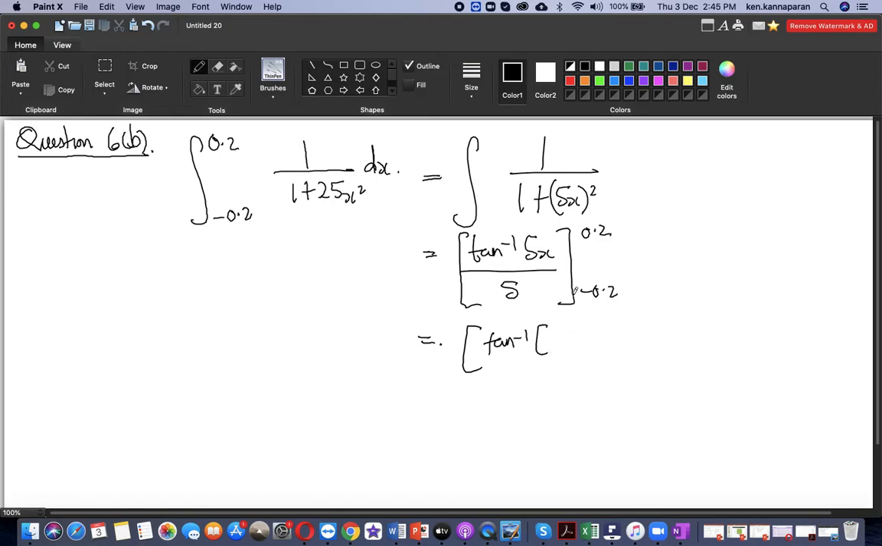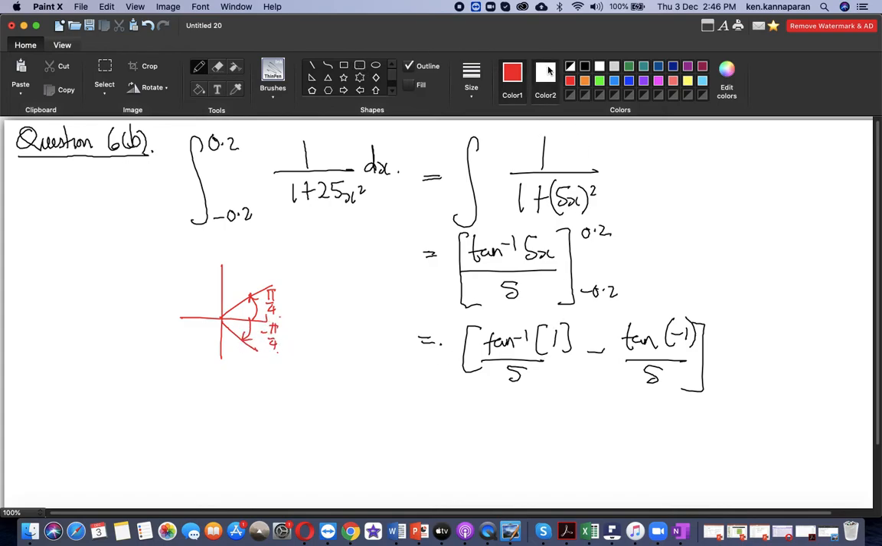Inverse tangent, so 5 times 0.2 is 1, and then this is over 5, and then minus inverse tangent of negative 1. Okay, 5 times negative 0.2 is negative 1, over 5. Okay, so inverse tangent 1 is 45 degrees, or pi over 4. And inverse tangent of negative 1 is negative pi over 4.